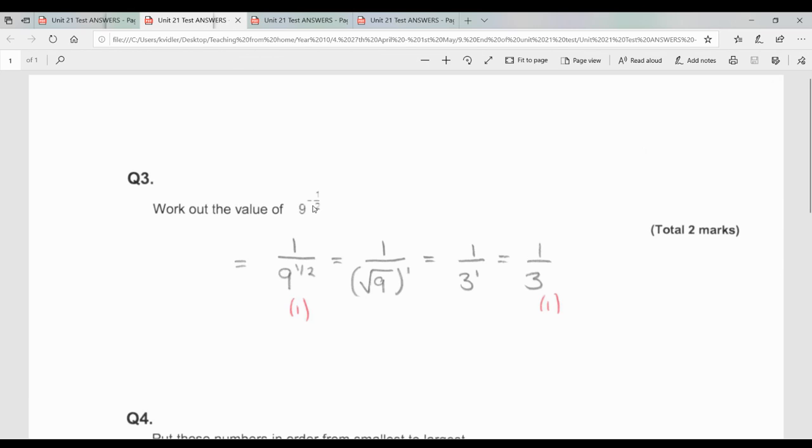So our negative tells us to put a 1 on top and make the power positive. So 9 to the power of a half on the bottom, a mark for working that out. Then remember the fact that you've got the square root of 9 to the power of 1. Square root of 9 gives us 3. 3 to the power of 1 gives us 3 on the bottom. So 1/3 for your final answer. Again, if it's fully correct, you can give yourself the 2 marks on that one. And then rag yourself question 3.